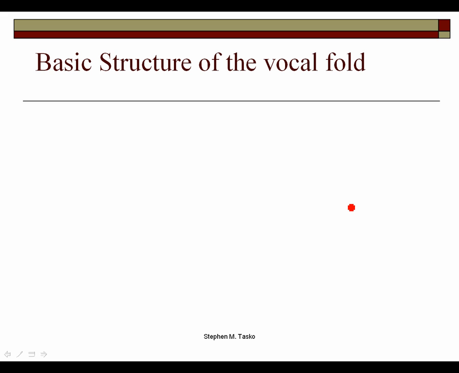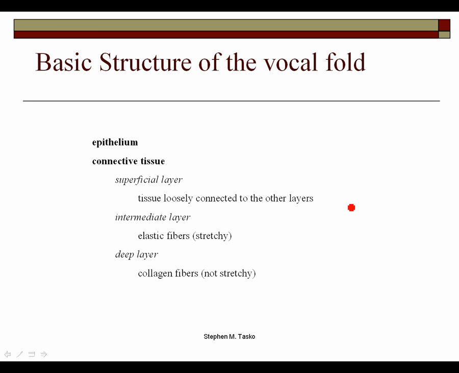Organizationally, it looks something like this. We have the epithelium, and then as we go a little bit deeper, we have a complex connective tissue layer, a superficial layer, which is primarily loose, gelatinous kind of connective tissue, followed by an intermediate layer that has a lot of elastin in it, so it's fairly stretchy, followed by a deep layer, which has collagen fibers, which is very firm and not very stretchy. And then as we go deeper again, we're into what's called the thyroarytenoid muscle.